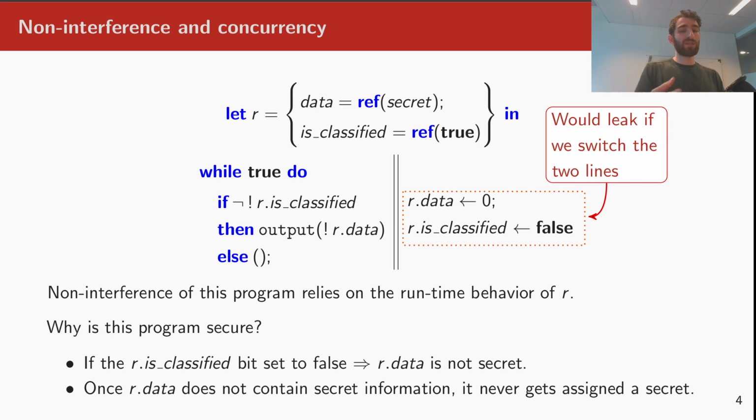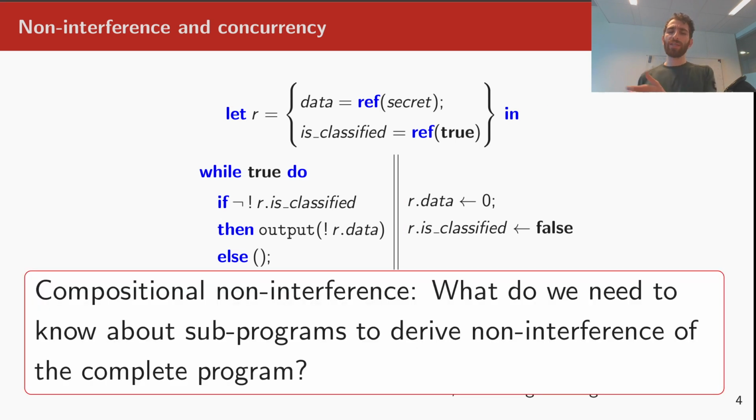How do we make it precise and establish no interference formally? Or better, can we establish no interference of this program compositionally? That is, can we identify what we need to know and establish of the subprograms, the left and the right threads, to derive no interference of the program as a whole? This is what we mean by compositional no interference.